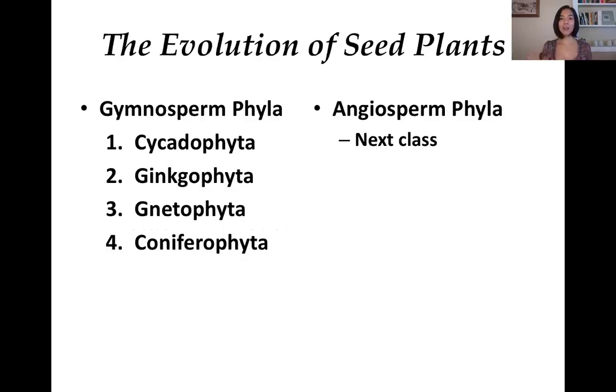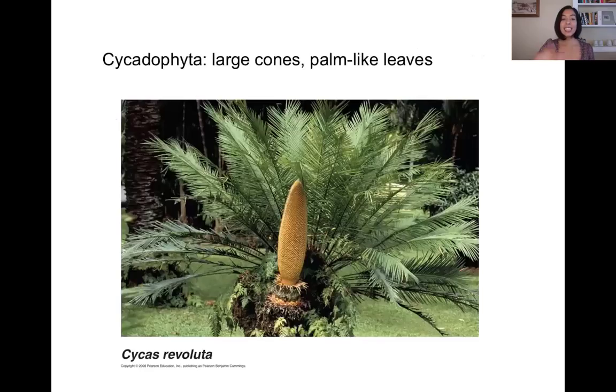Now, let's talk about the different groups that are in seed plants. Gymnosperm is one of the phyla or divisions in seed plants. The other one is angiosperms, but we're going to cover it next class. In gymnosperms, we have 4 different phyla or different divisions. One is Cycadophyta, then Ginkgophyta, Gnetophyta, and Coniferophyta.